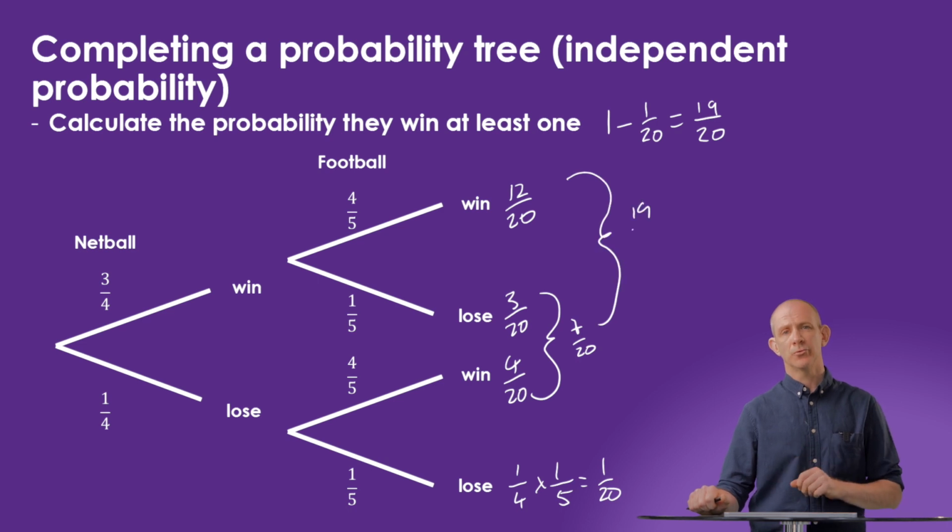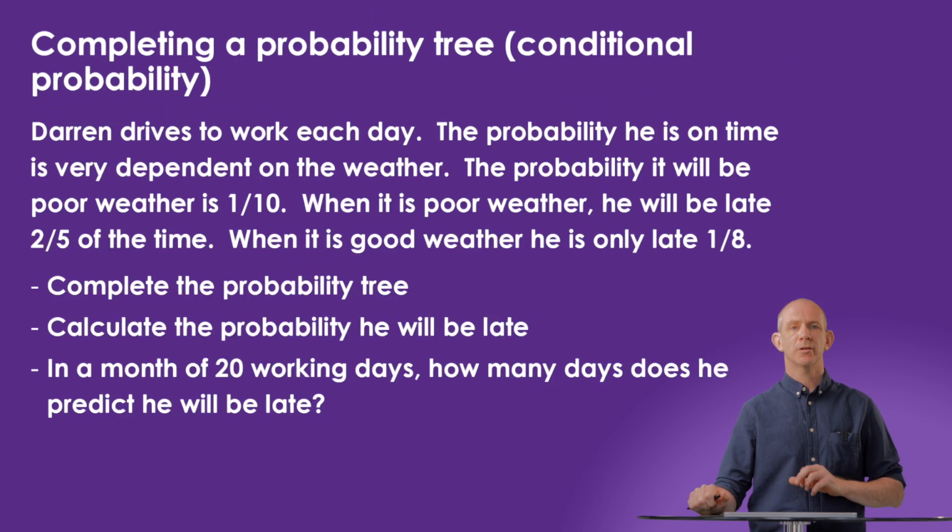Both of these examples have dealt with situations where the first outcome does not affect the second. These are called independent events. But there are situations where the first outcome will change the probability of success on the second outcomes. These are called conditional probabilities. Here's a situation that can be termed as a conditional probability.